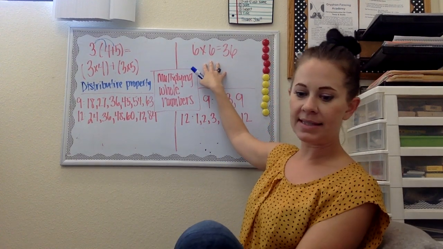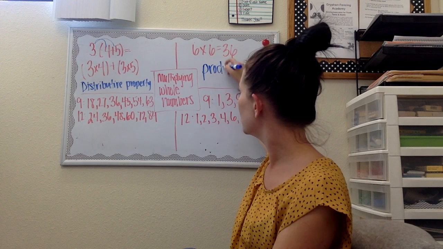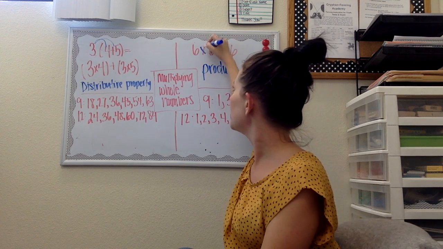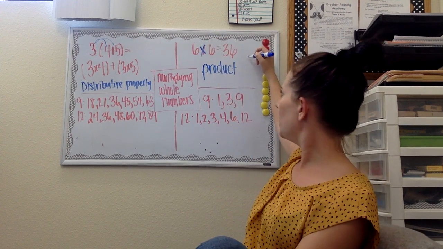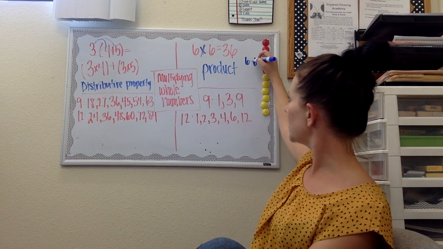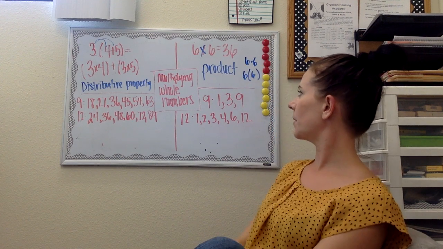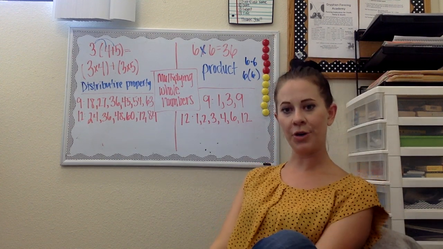So this, 6 times 6 equals 36. This is just an example of a product. Okay, remember product means multiplication. And know that we won't see those X's very soon. We'll see things like this, 6 times 6, a dot. And we'll see things like this with parentheses, 6 times 6. So I want you to add that to your chart here, okay?